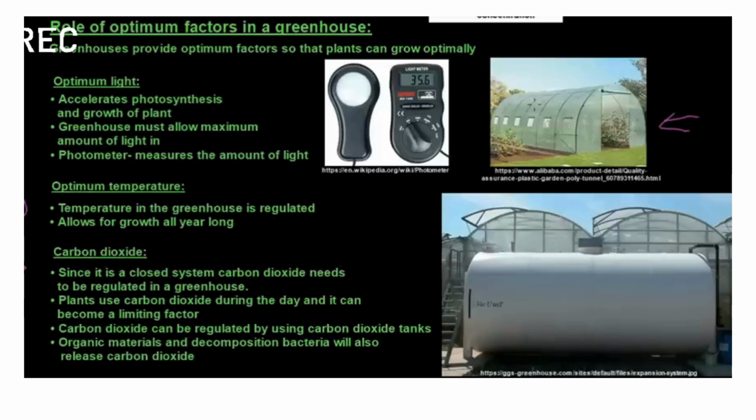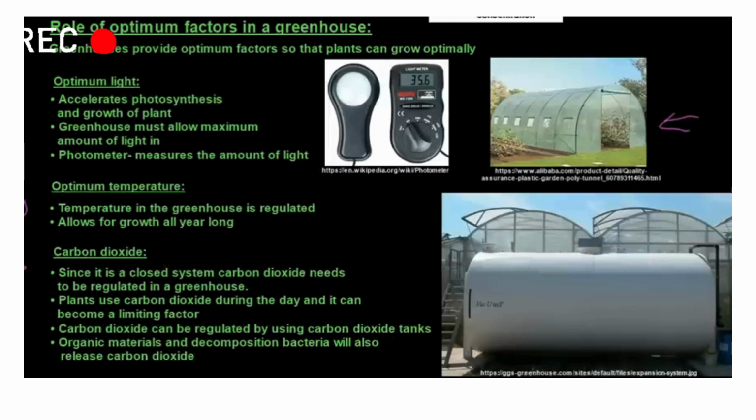But greenhouses play a very important role in agriculture and growing plants. That is because greenhouses actually enable us to grow plants all year round, even in the coldest conditions, because it is a very regulated environment. Now, looking at the role of these optimum factors, we're once again going to look at the light intensity, temperature, and carbon dioxide. In greenhouses, they provide optimum factors so that plants can grow optimally.